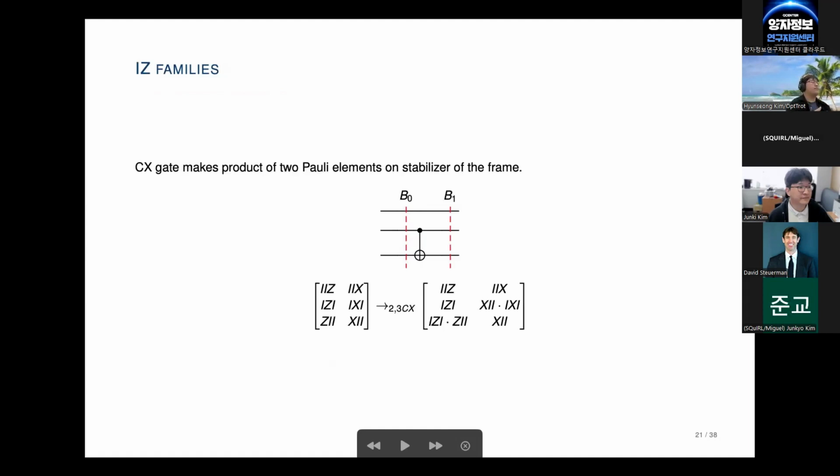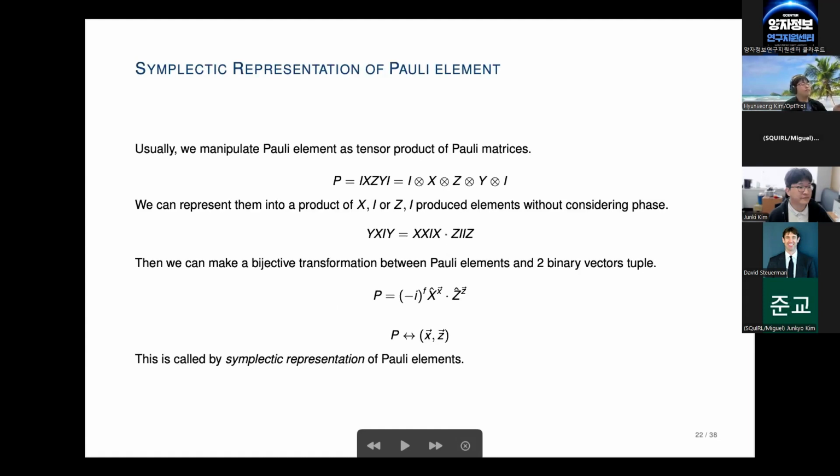For example, when the Pauli elements only consist of identity and Pauli Z elements, we call them the IZ family Pauli elements. So this is an example. When the Hamiltonian only consists of the IZ family, for example QAOA and such systems, then we can only use the controlled NOT gate to go from one prime to another prime.